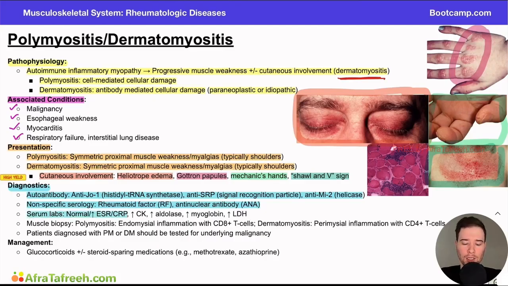Now, when we think about our serum labs here, we can have a normal or elevated ESR and CRP. Remember, these are inflammatory markers in the body. We're typically going to have an elevated CK. This is creatine kinase. And think about why this is.